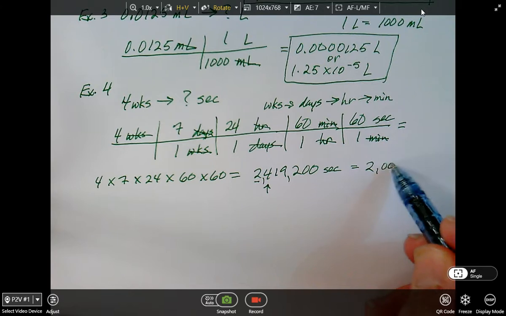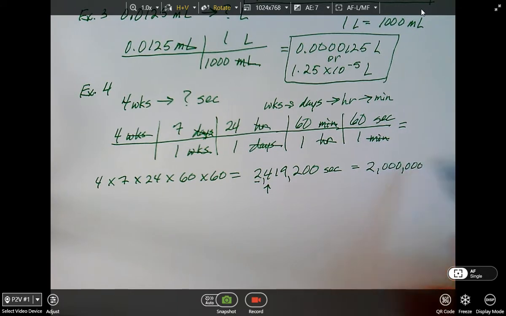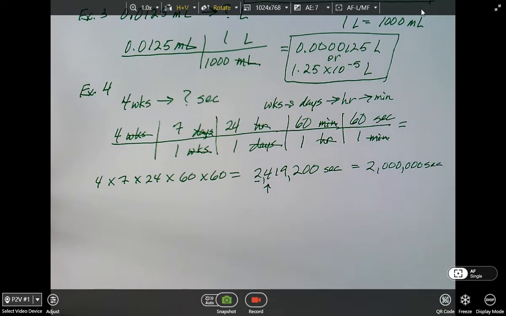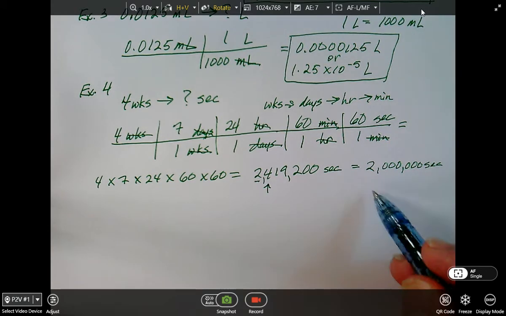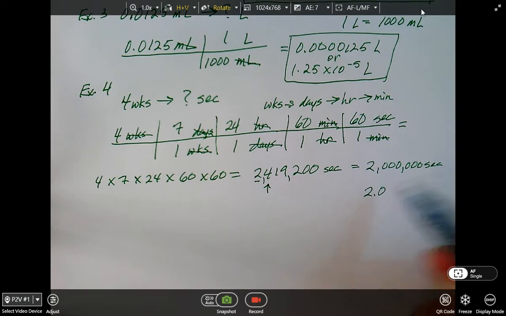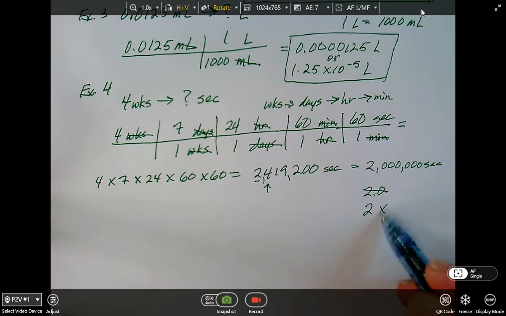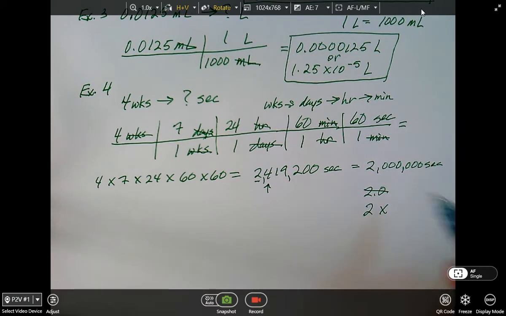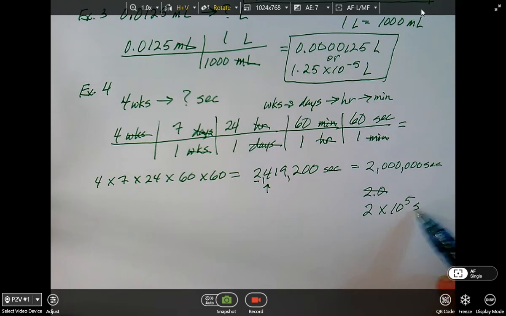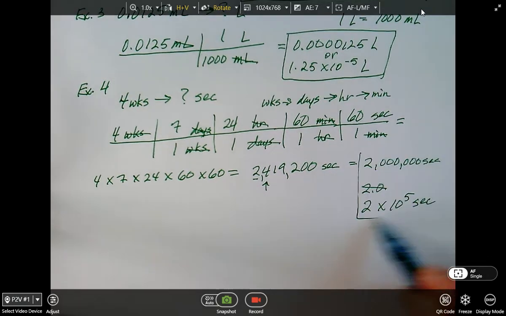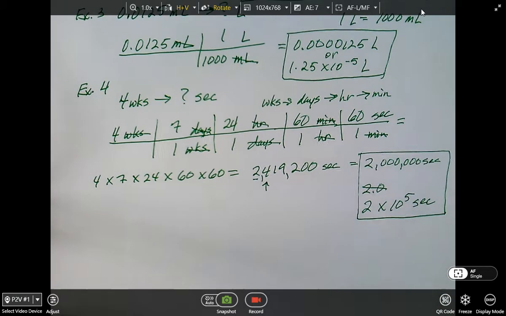And then we fill in the rest of it with zeros. So it rounds to 2 million seconds. Again, we could put that in scientific notation, call it 2.0. Actually, not correct. We would just want to put 2, and we would want to put times 10 to the 5th seconds. If we put 2.0, that would be 2 significant figures, and that would not be correct.